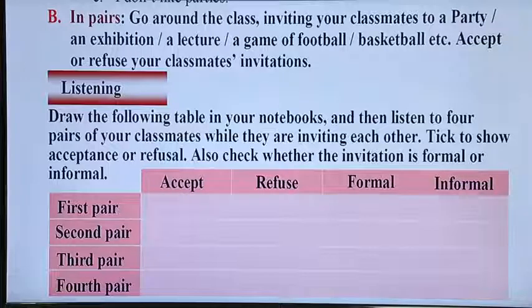Very good. Excellent. The first one was the person accepting and it was a formal invitation. Very good.